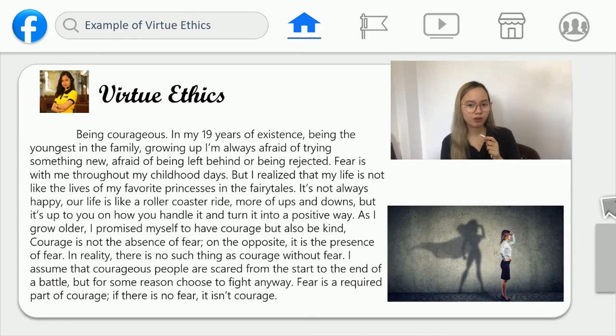I assume that courageous people are scared from the start to the end of a battle, but for some reason, choose to fight anyway. Fear is a required part of courage. If there is no fear, it isn't courage.